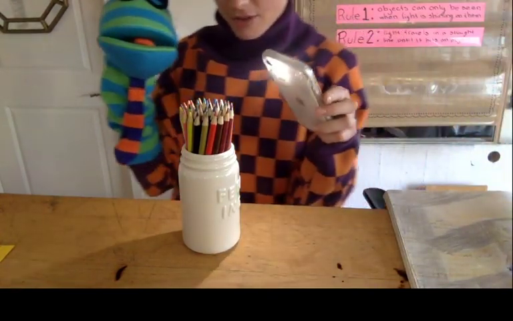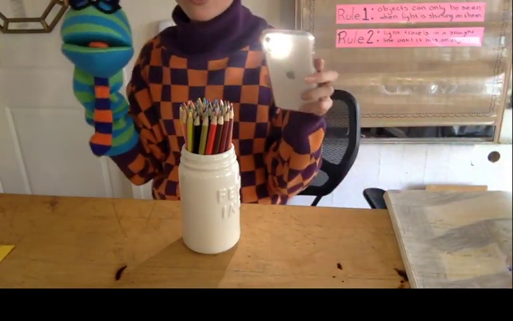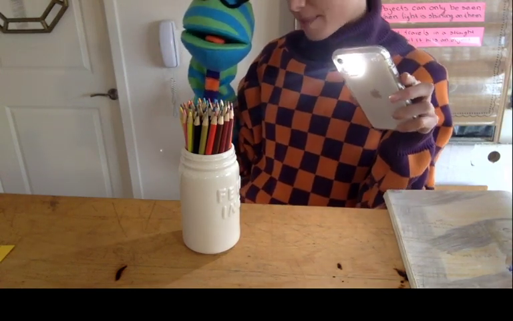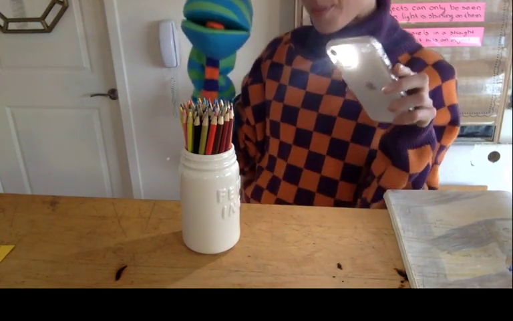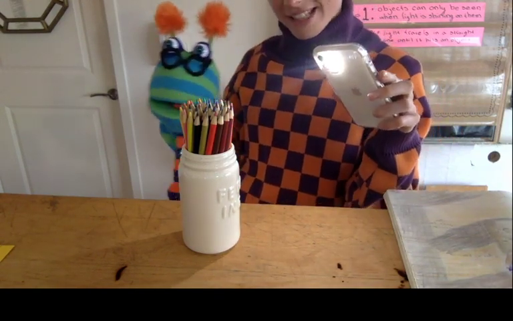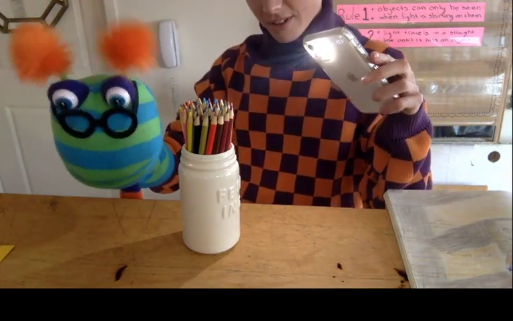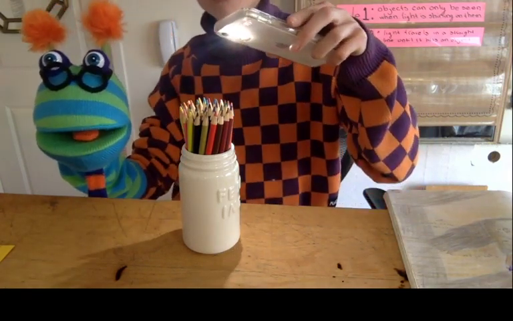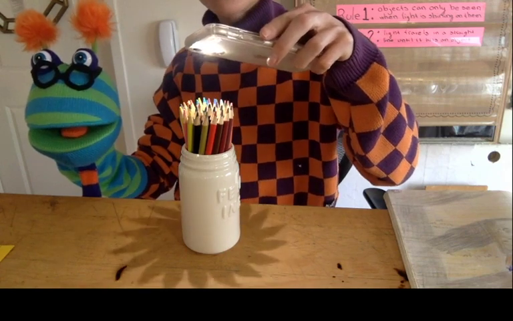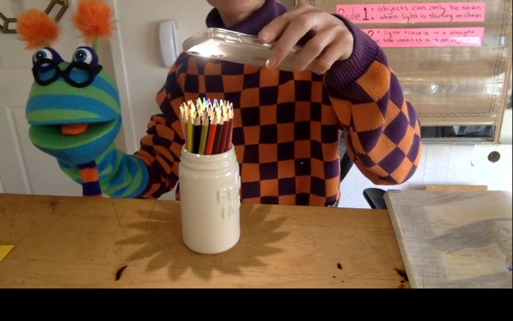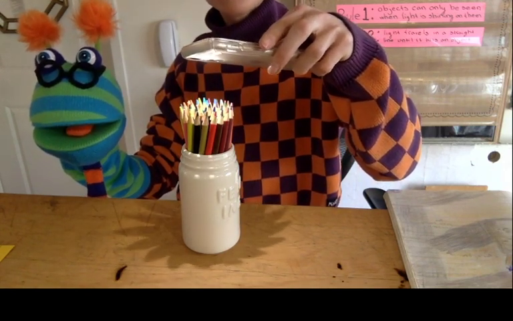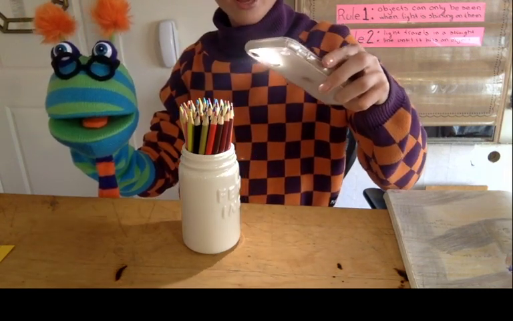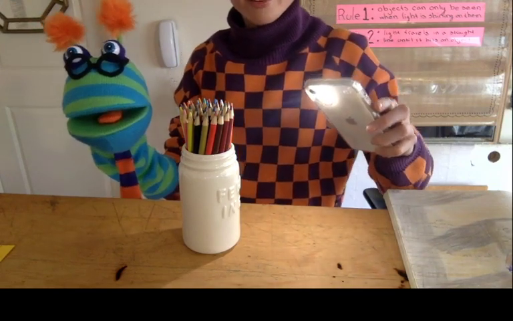So this is my first observation. For example, when I shined a bright light on my jar of pencils, a shadow formed. Oh yeah, look at that shadow. And it's in the shape of the pencils. And as I moved my light, whoa, that's actually really cool, the shadow started to get smaller and shorter. And if I moved the light more to the side, the shadow increased in length.